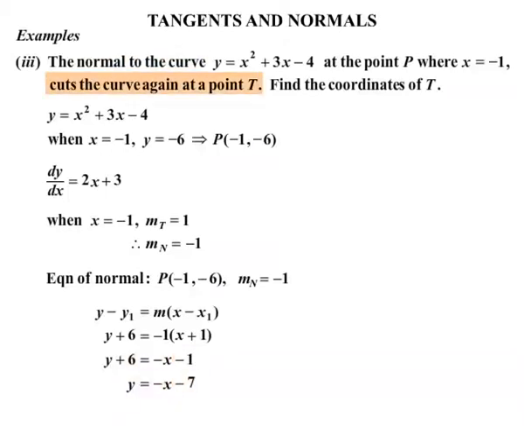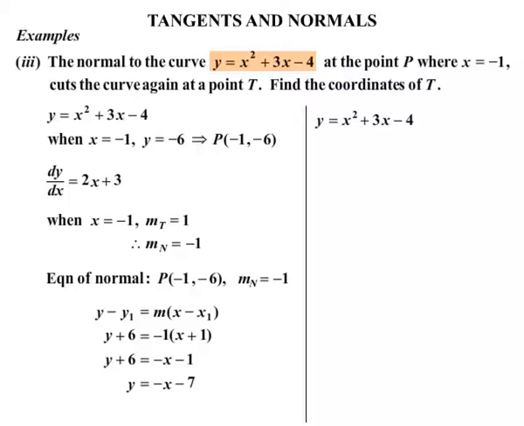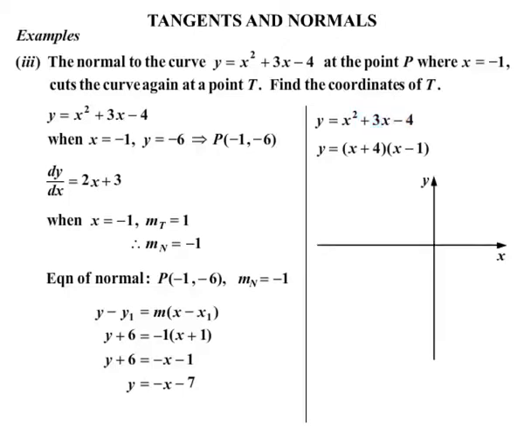Now it says it cuts the curve again at a point T. Well, let's consider now y equals x squared plus 3x minus 4. Okay, now that, two brackets, let's factorize that. x and x. Factors of minus 4 that add to give positive 3 will be plus 4 and minus 1. So we can draw a little sketch here. We know it's a parabola. We know it cuts at x equals minus 4, and it will also cut at x equals positive 1. So we draw our little parabola through there.